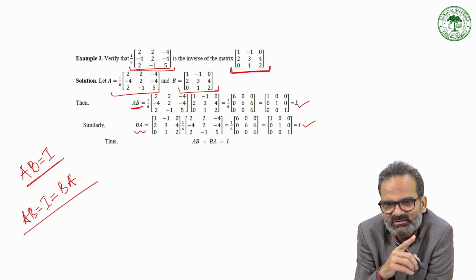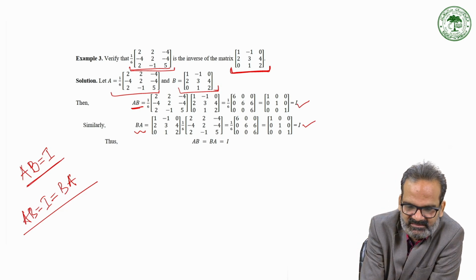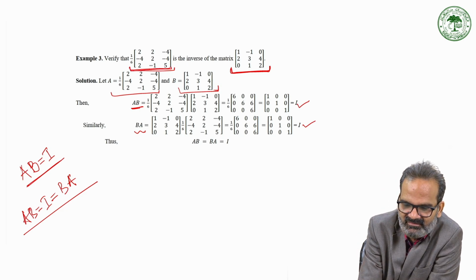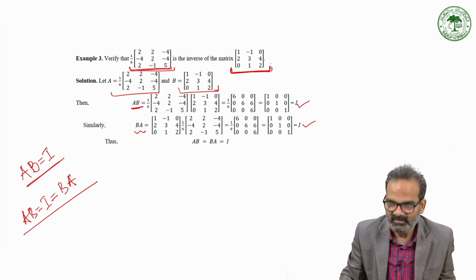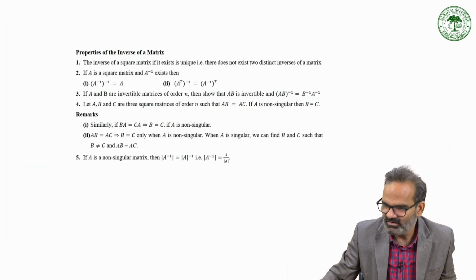So AB is equal to BA is equal to I. It shows that the first matrix, this 1 upon 6 times of this, is the inverse of this matrix. Clear? This is how we can show that a matrix is the inverse of the other.